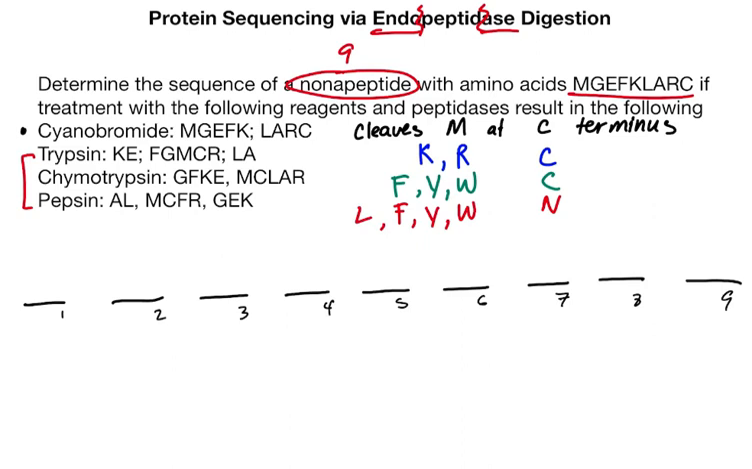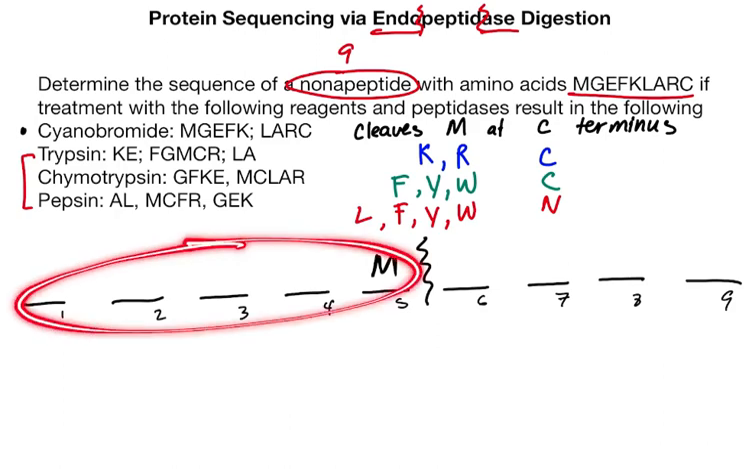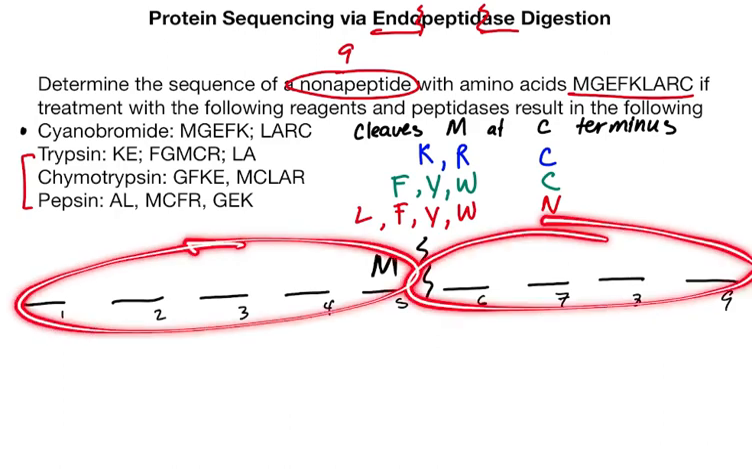Okay, so let's start with cyanogen bromide. For cyanogen bromide, it's going to cleave methionine at the C terminus, and you would notice that you're forming a pentapeptide and a tetrapeptide. Since it cleaves methionine at the C terminus, that would imply, of course, that methionine should be at position number 5. Why is it at position number 5? Because if it cleaves over here, you're going to form a pentapeptide and a tetrapeptide.